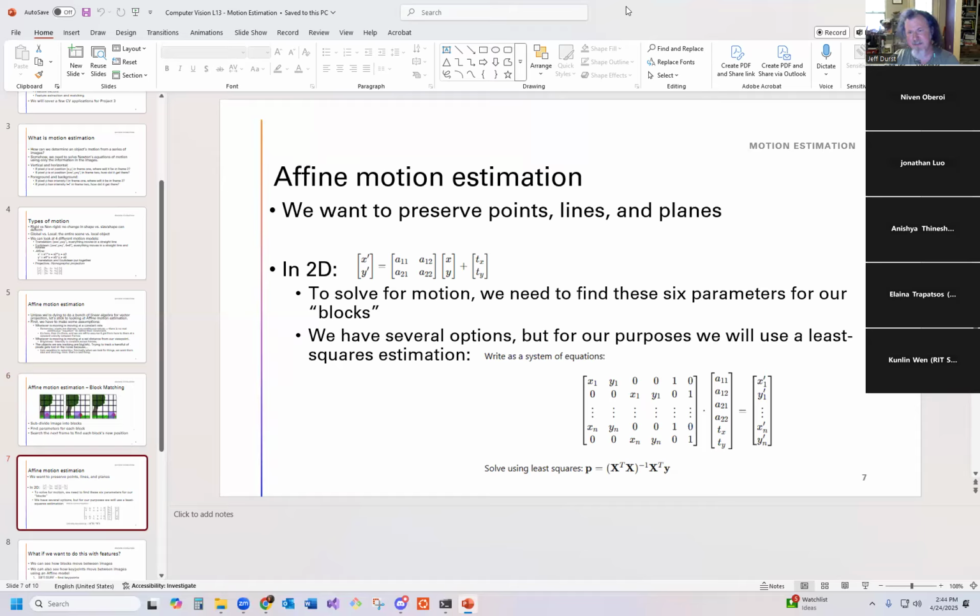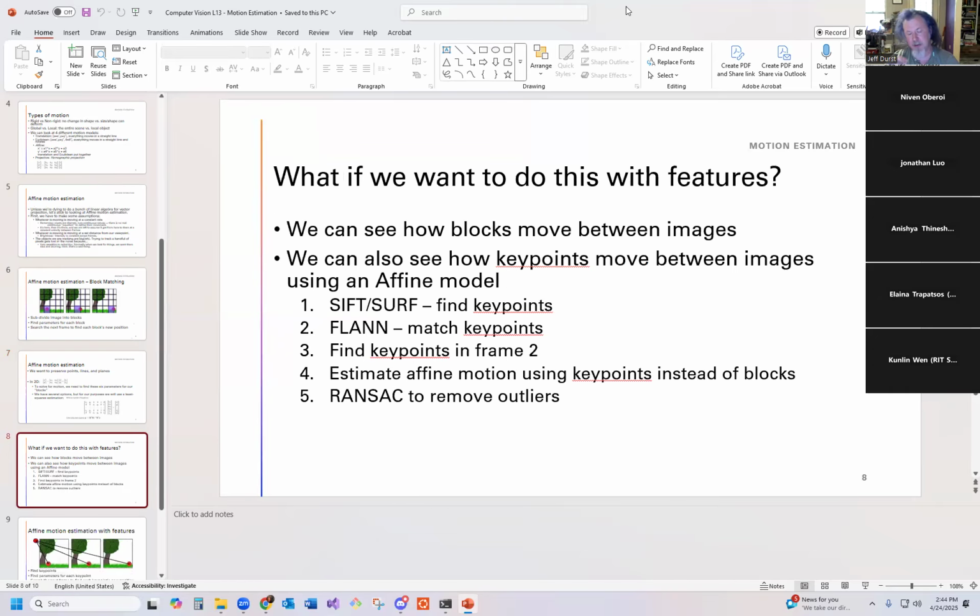And so, like I said, we make our blocks in the first image, we look for our blocks in the second image, we look for our blocks from the second image in the third image, and so on and so forth until eventually we back out this 2D motion model where we find A1, we find A2, and we find TX, TY, and then we can just plug in whatever XY we're looking for and figure out how it's moving.